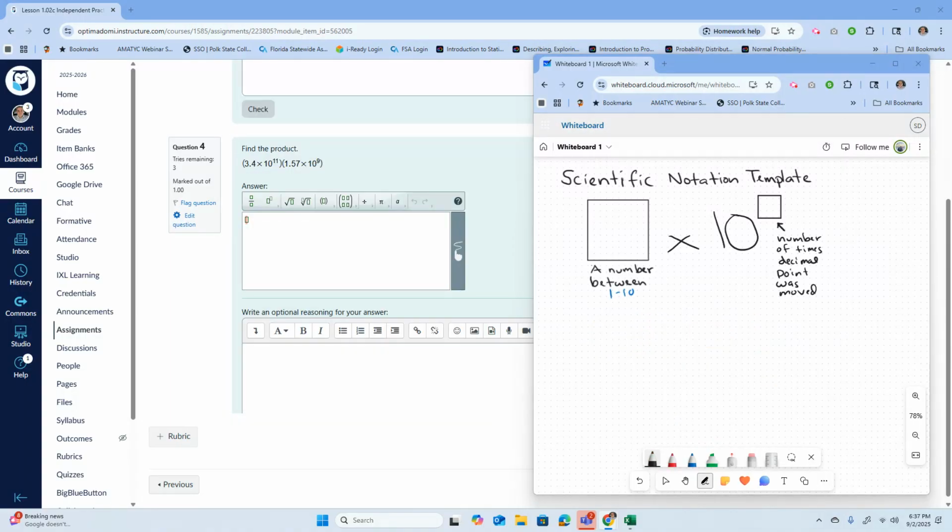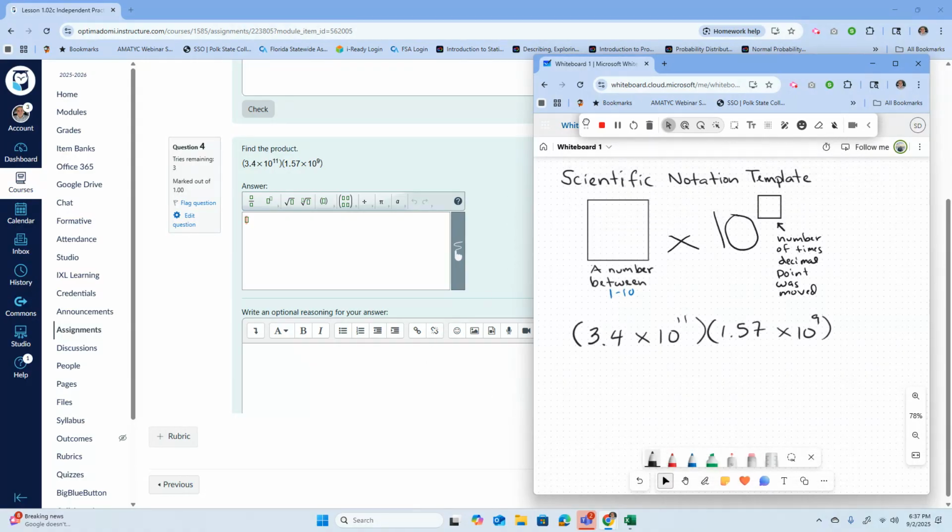In question 4, we're doing the same thing. You're going to multiply two numbers in scientific notation: 3.4 times 10 to the 11th power multiplied by 1.57 times 10 to the 9th power. Like I did in question number 3, I'm going to do in question number 4. You multiply the coefficients, the ones I'm highlighting in green. For that, I suggest using the calculator. That's what I'm going to do now.